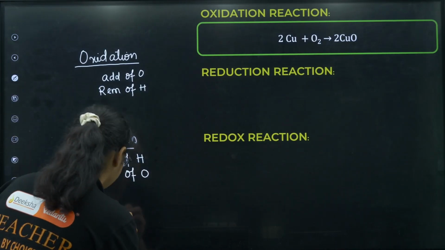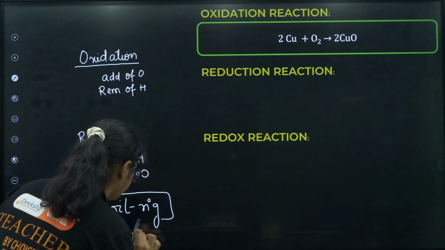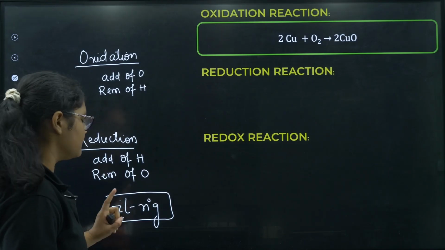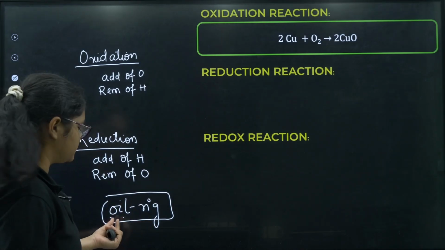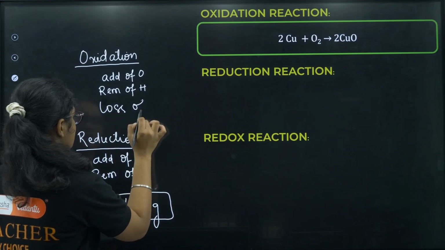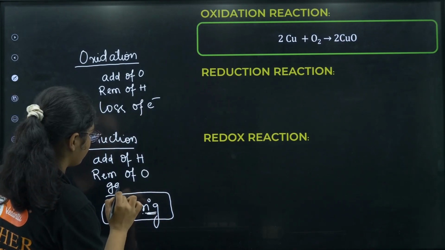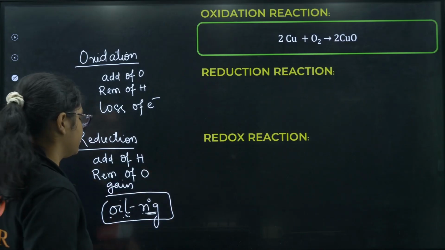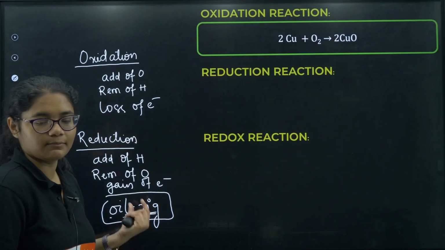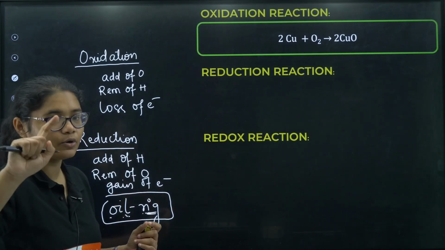How to remember? Just remember this one, OIL RIG. Okay, OIL RIG. Have you heard this word before? What does it stand for? O stands for oxidation. So, oxidation is loss of electrons. RIG, reduction is gain of electrons. Okay, gain of electrons. That is a very simple trick. You can remember OIL RIG. So, those students who have understood this one, comment down OIL RIG.